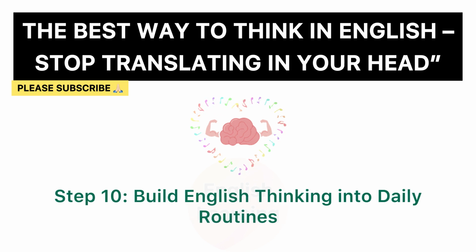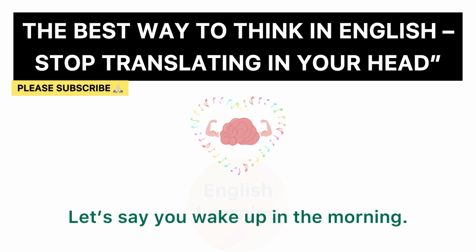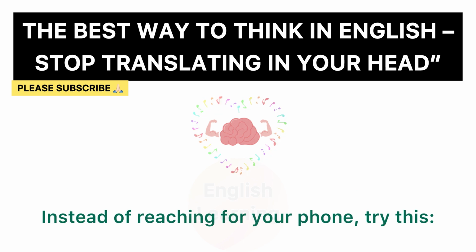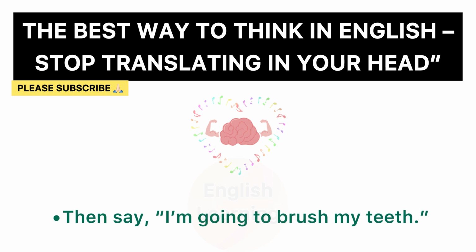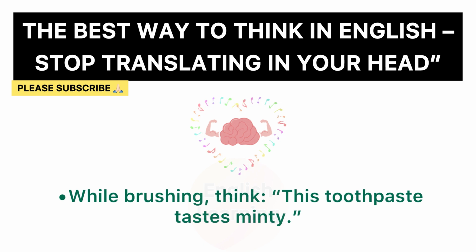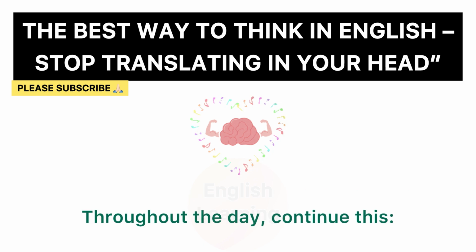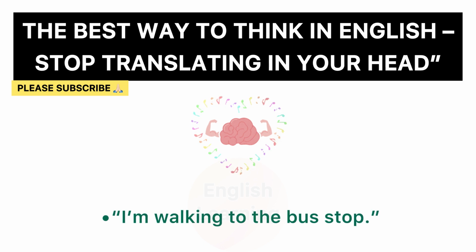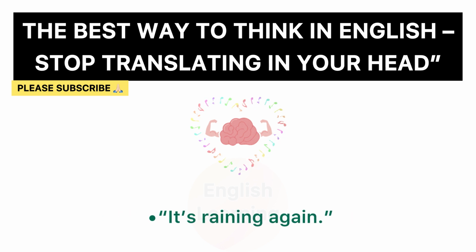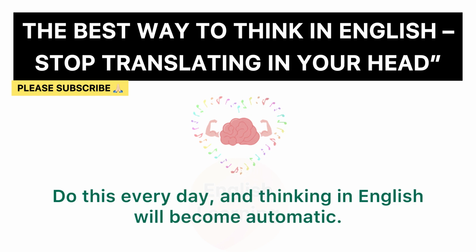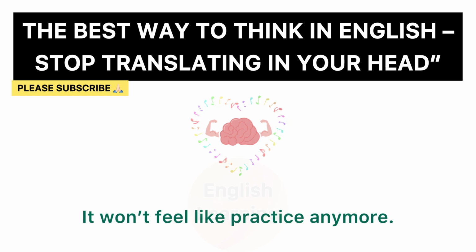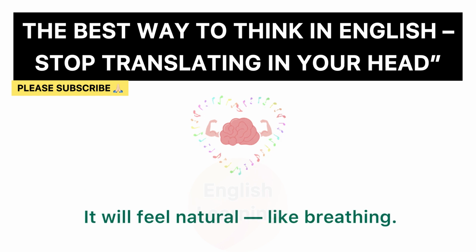Step 10. Build English thinking into daily routines. Let's say you wake up in the morning. Instead of reaching for your phone, try this. Say to yourself, good morning, I feel fresh today. Then say, I'm going to brush my teeth. While brushing, think, this toothpaste tastes minty. Throughout the day, continue this. I'm cooking rice. I'm walking to the bus stop. It's raining again. These are thoughts you already have, just say them in English. Do this every day, and thinking in English will become automatic. It won't feel like practice anymore. It will feel natural, like breathing.